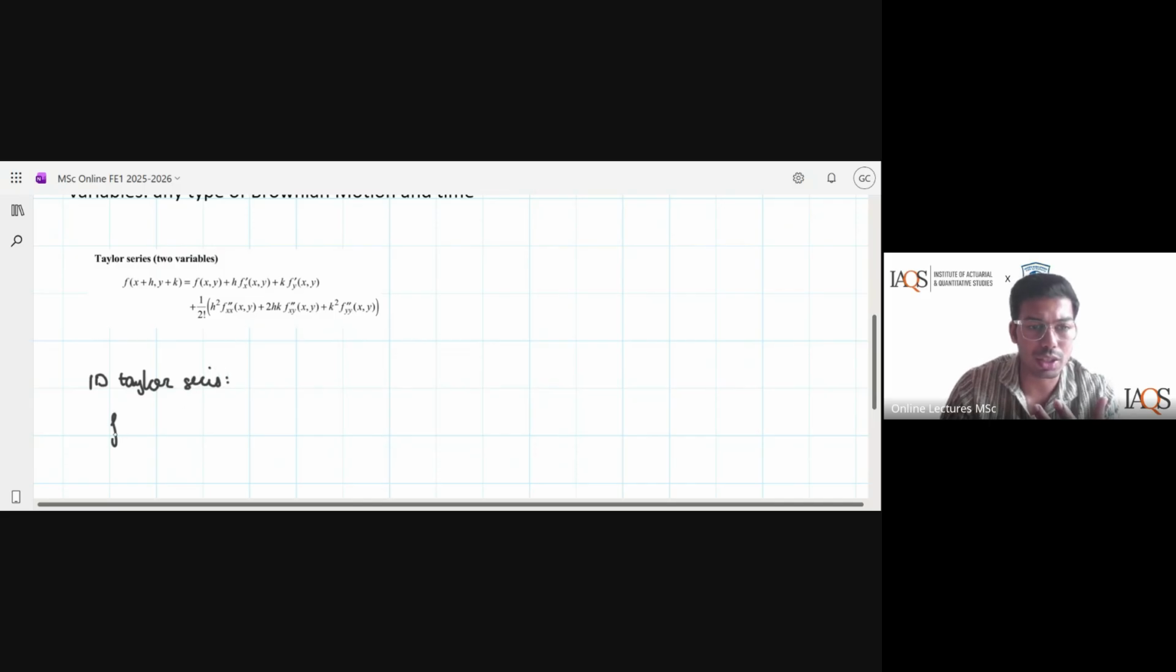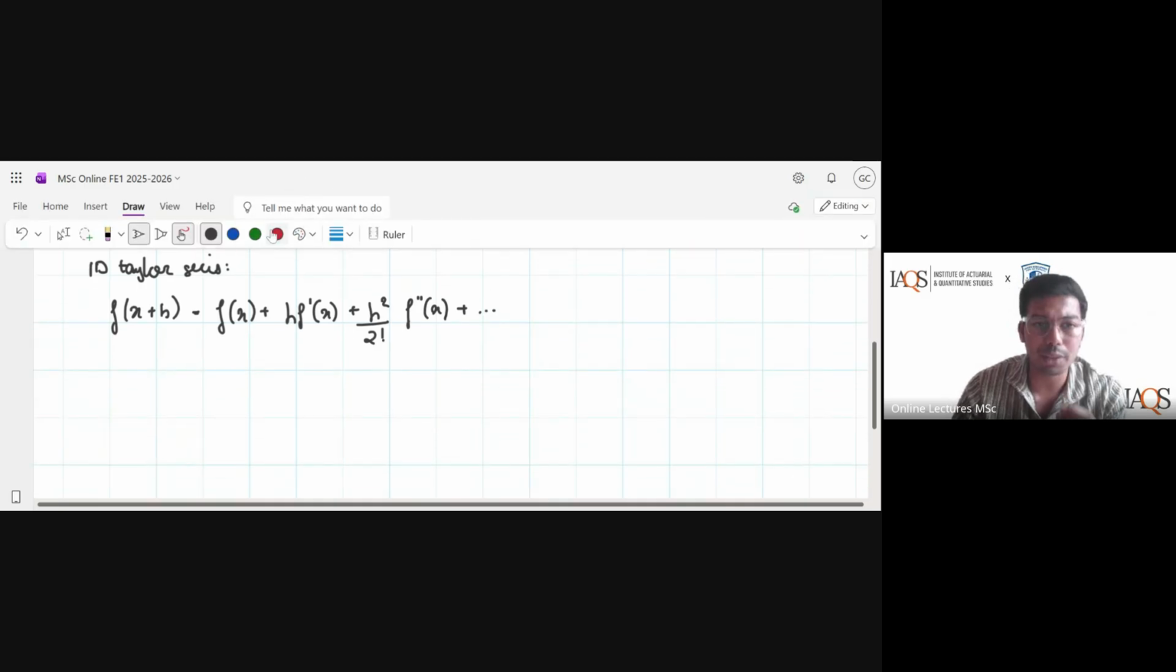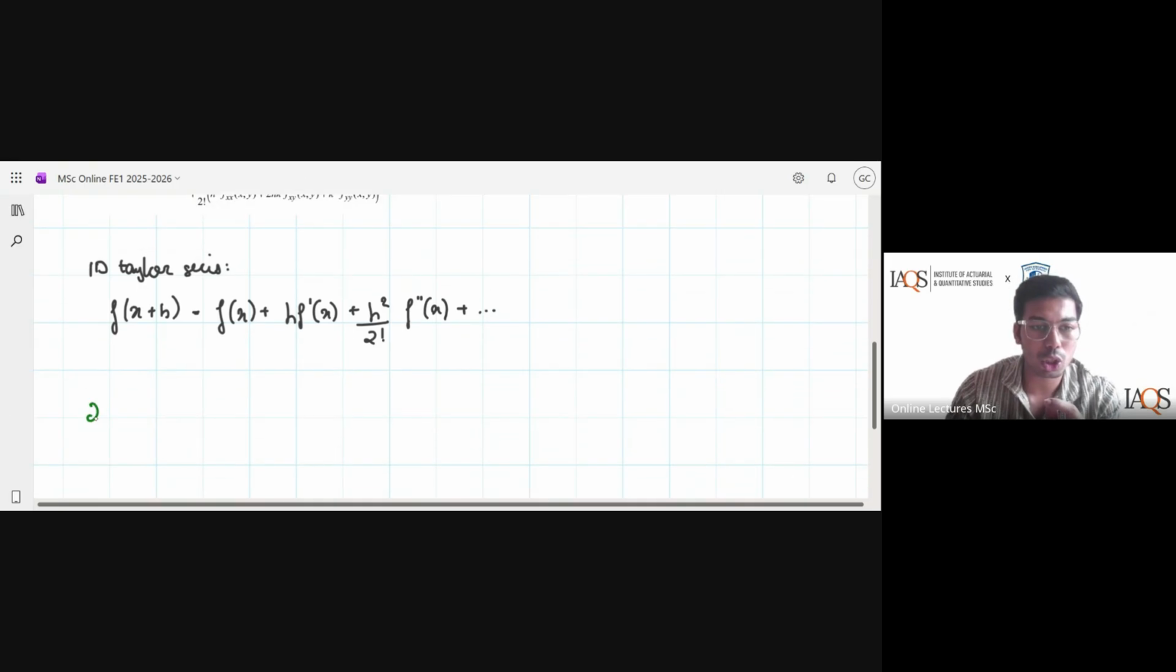where the equation we know is f of x plus h is equal to f of x plus h f dash x plus h square by 2 factorial f double dash x, and so on and so forth. Now, there I had only one variable, which was one particular type of Brownian motion, hence I could use the one-dimensional Taylor series. But here, can I say I have two variables, Brownian motion as well as time? So here, if you need to derive your lemma, we need something called the two-dimensional Taylor series. This is given on page 3 of your table books.